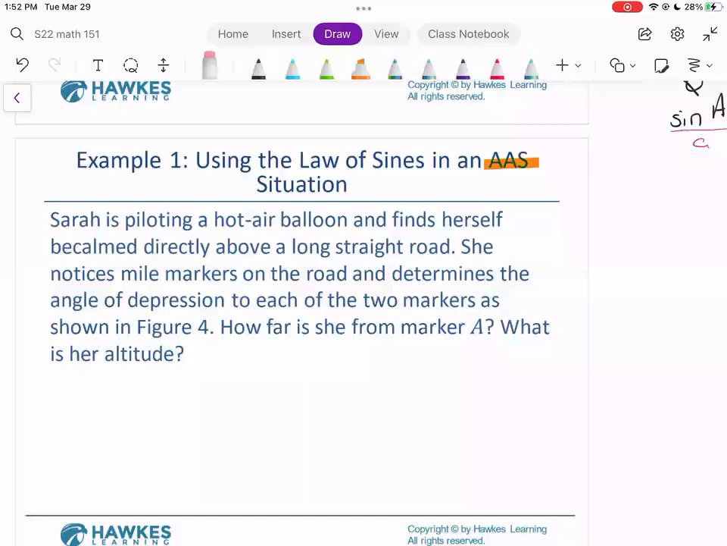Let's look now at some examples of using the law of sines, and we're going to base these examples on the type of information that is given. Let's first look at an example where we know two angles and a side.